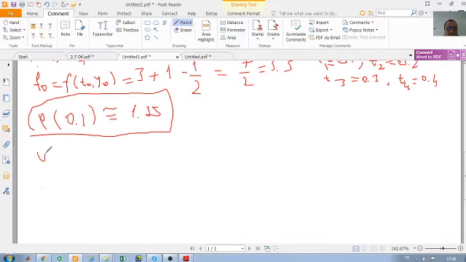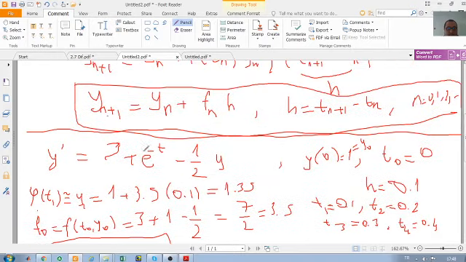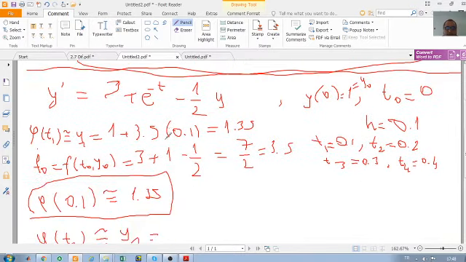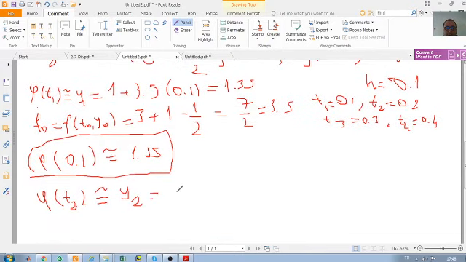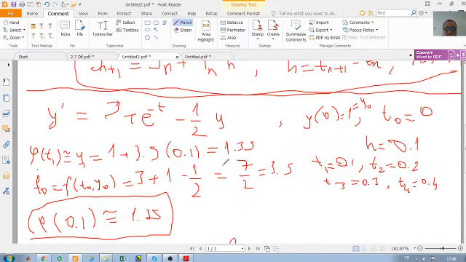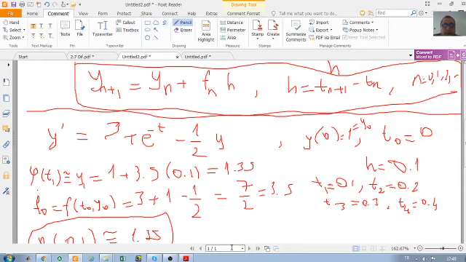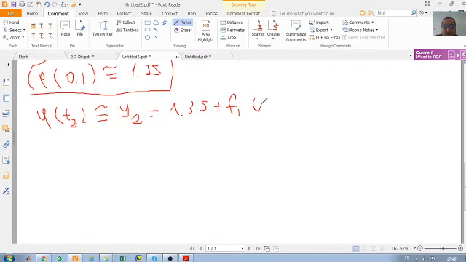Similarly, phi of t2 using the same formula is approximately equal to y2, which is equal to, namely we will write 1 for n to obtain y2. So we have y1. What is y1? This is equal to 1.35 plus the slope, which is f1, times h, 0.1.